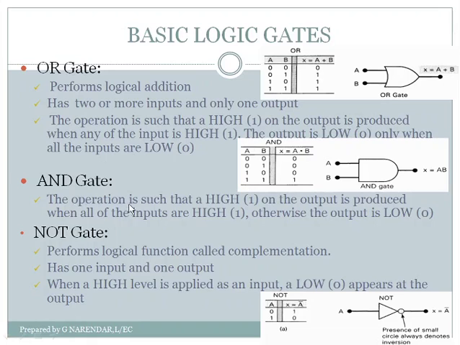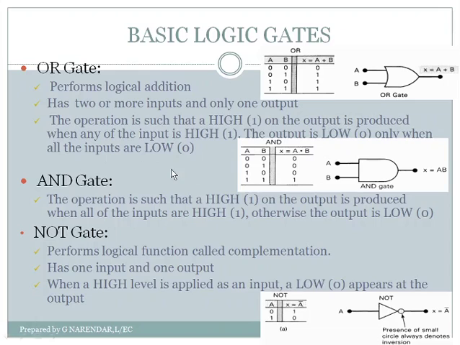So the operation of an AND gate is such that a high on the output is produced when all of its inputs are high, otherwise the output is 0. That means an AND gate produces a high output only when all of its inputs are high. Otherwise, even if one of the inputs is 0, that is this case, or if both the inputs are 0, that is this case, the output will be low. So this is the operation performed by the AND gate.